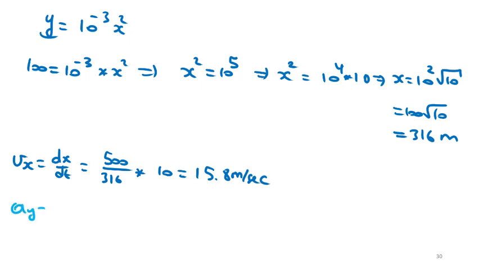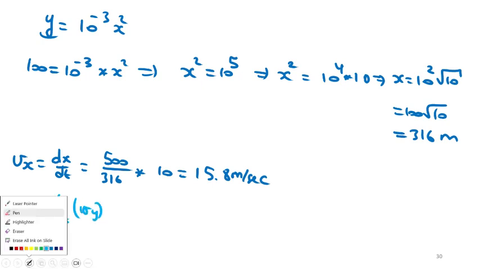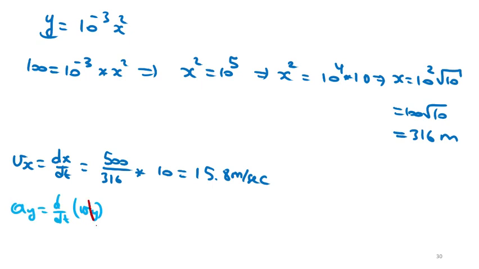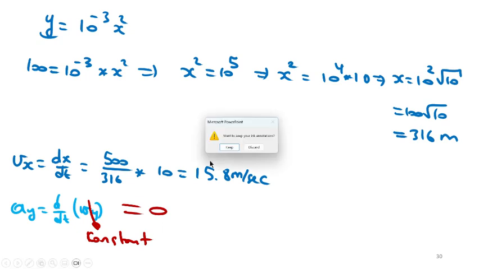Acceleration in y direction is equal to d by dt of vy. But I know that vy is constant. The question says that it is 100 meters per second. This is constant. If it is constant, then it is 0. The body does not accelerate in y direction. So let's solve the x direction.